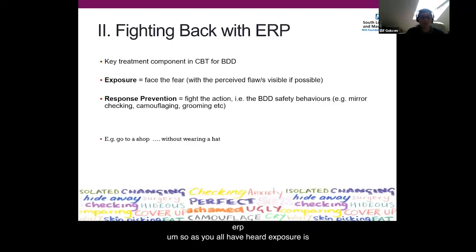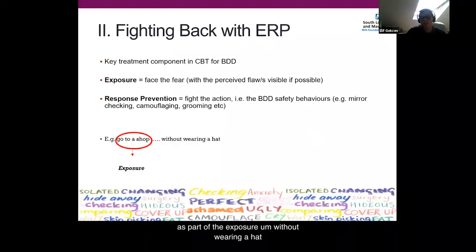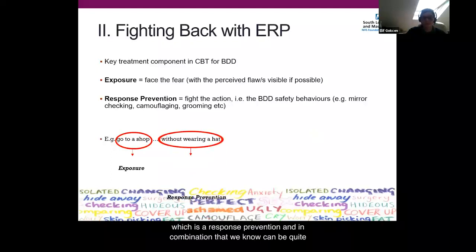So as you'll have heard, exposure is all about facing the fear with the perceived flaw, or visible, if that's possible, and then preventing the action. So fighting the action and those BDD safety behaviors, things like checking, avoidance, camouflaging, for example. A typical example might be going to the shop as part of the exposure without wearing a hat, which is a response prevention in combination that we know can be quite effective.